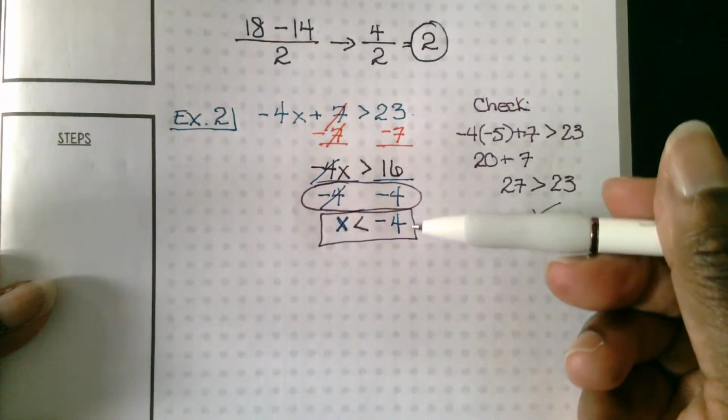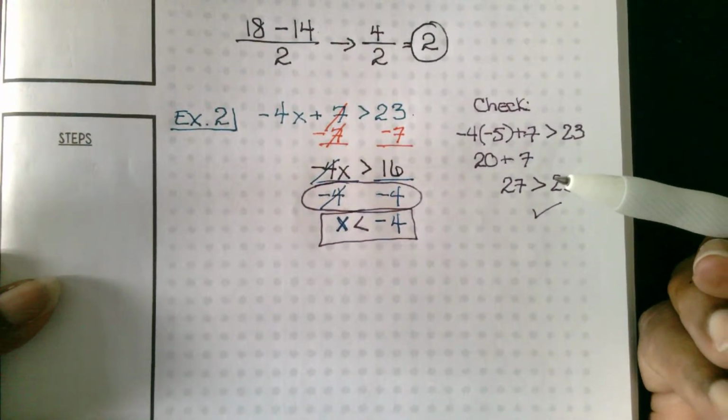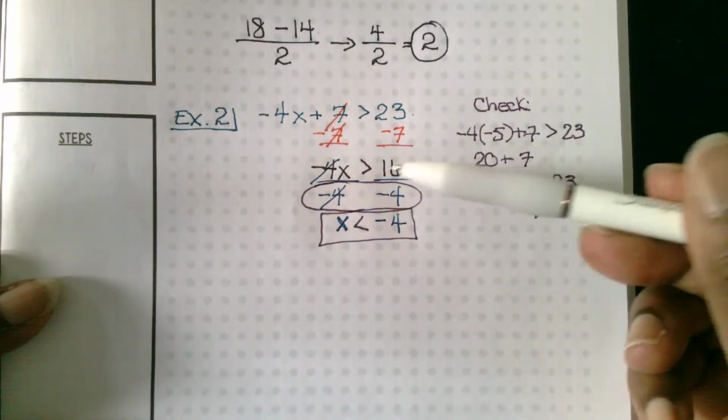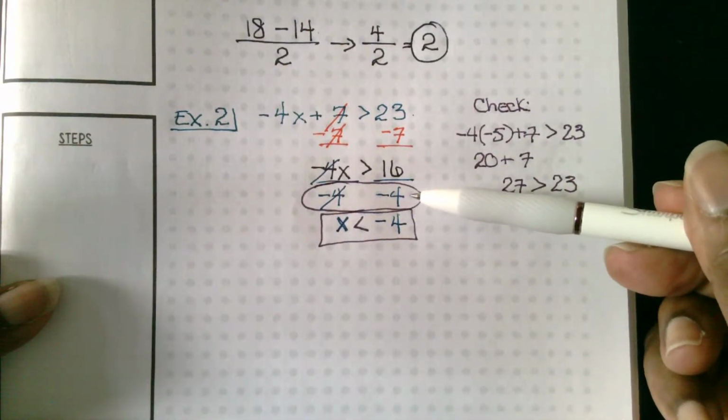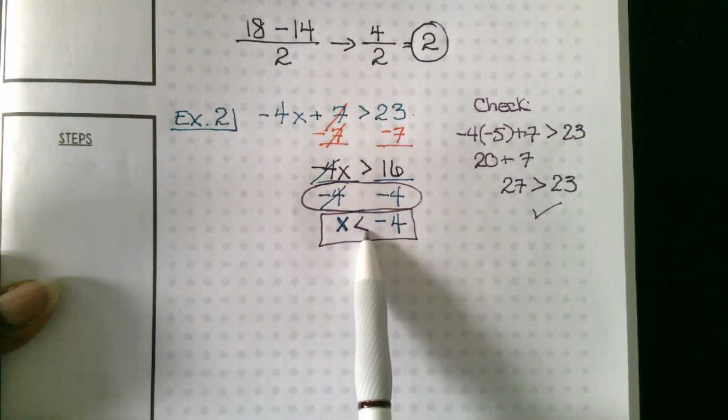So how we solve, like isolating the variable, is going to be similar to what you do in an equation. But when it comes to inequalities, anytime you're dividing or multiplying by a negative number, you must change the direction of the inequality sign.